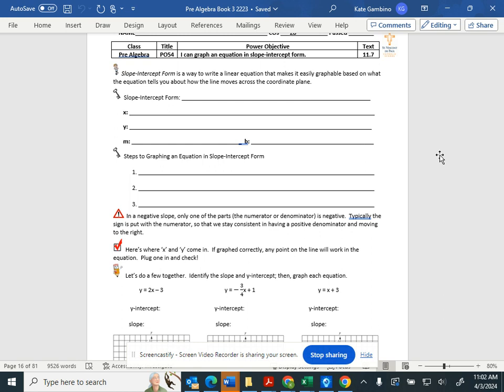Now we're going to change that around a little bit. The equation, ax plus by equals c, we're going to turn that into slope-intercept form. So this is important. We're still going to have those x and y's in there. But now we're going to have an m, and we're going to learn what that m is. So instead of ax plus by equals c, we are going to do y equals mx plus b.